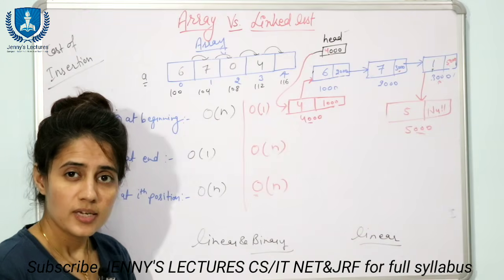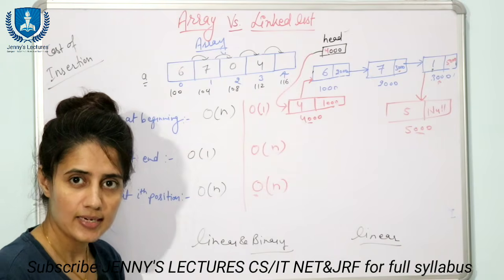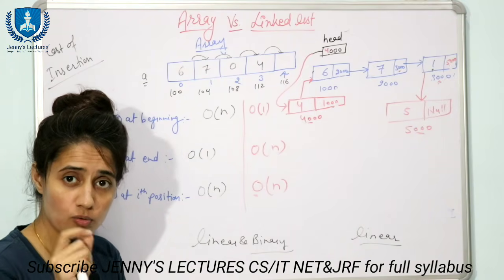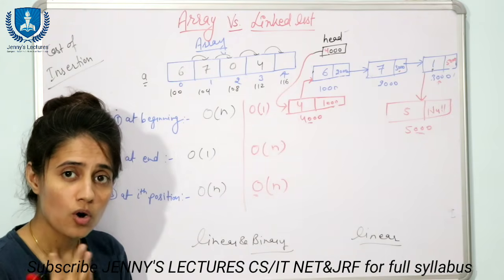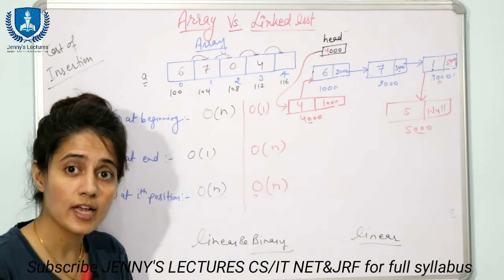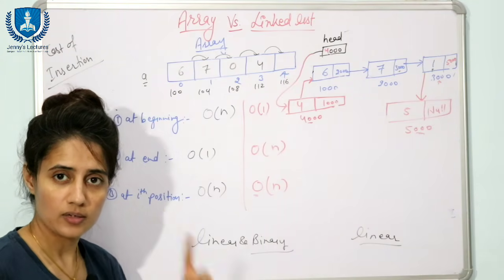So these are some major factors on which we have compared array and linked list. If you are asked to write the difference between array and linked list, I guess you can easily write the difference now. Or you can also write the advantages and disadvantages of array, as well as the advantages and drawbacks of linked list, based on these factors, right?